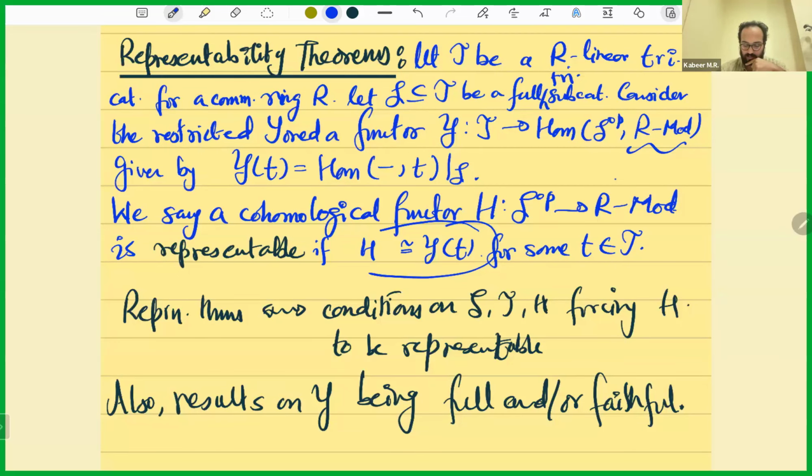And I'm also interested in results on Y being full or faithful, because that is also not a guarantee given that we're taking objects outside the category S. Otherwise, the Yoneda lemma sort of covers that.